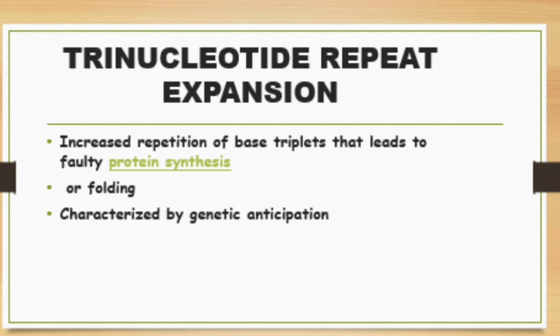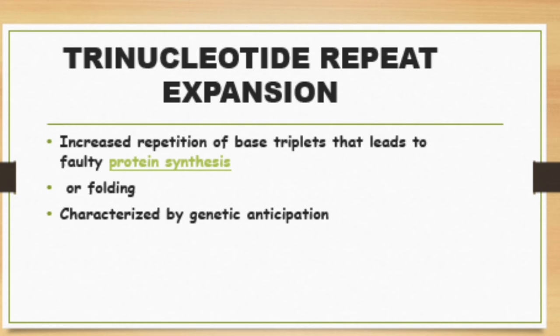What we have here is trinucleotide repeat expansion. This is another category apart from the frame shift mutation. What it really means is increased repetition of base triplets that leads to faulty protein synthesis. Increased repetition of the base triplets results in faulty protein synthesis. It's called the trinucleotide repeat expansion.